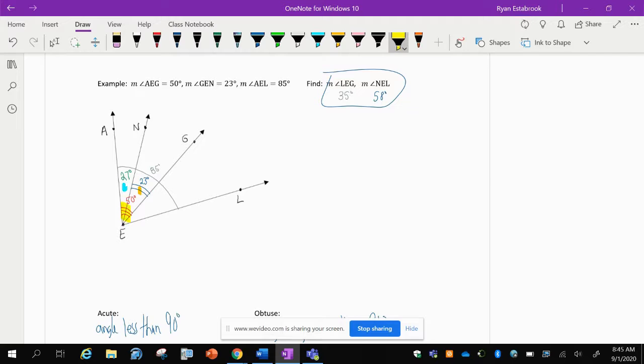Likewise, this yellow angle plus this gray angle together have to add up to this entire angle. We're told that the entire angle is 85. We've used up 50 degrees in yellow. So 50 plus gray is 85, which means that this gray part must be 35 degrees. The question is, what is the measurement of angle LEG? LEG, that is this gray angle of 35 degrees. The measurement of angle NEL, so NEL, that would be the orange plus the gray, 23 plus 35, or 58 degrees.